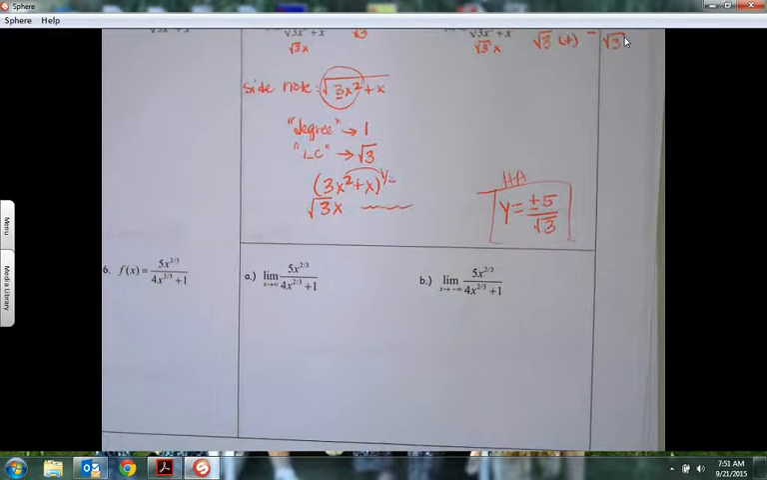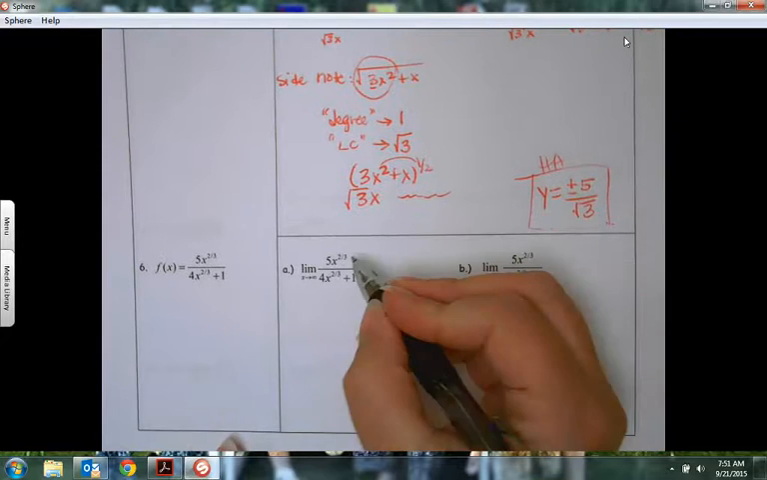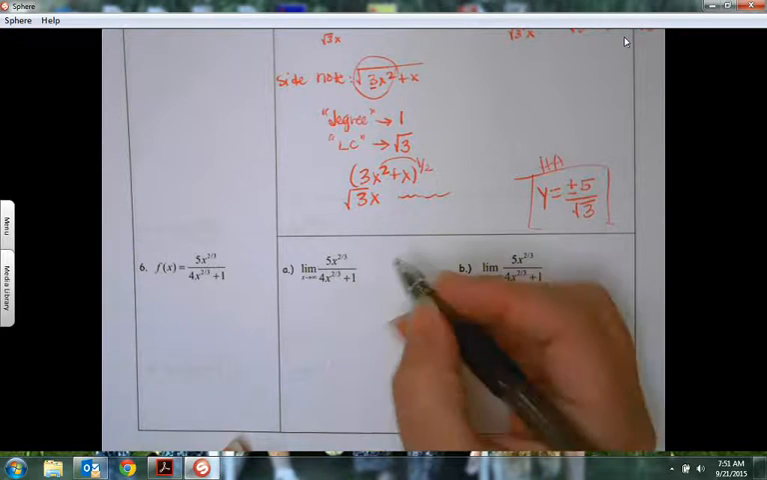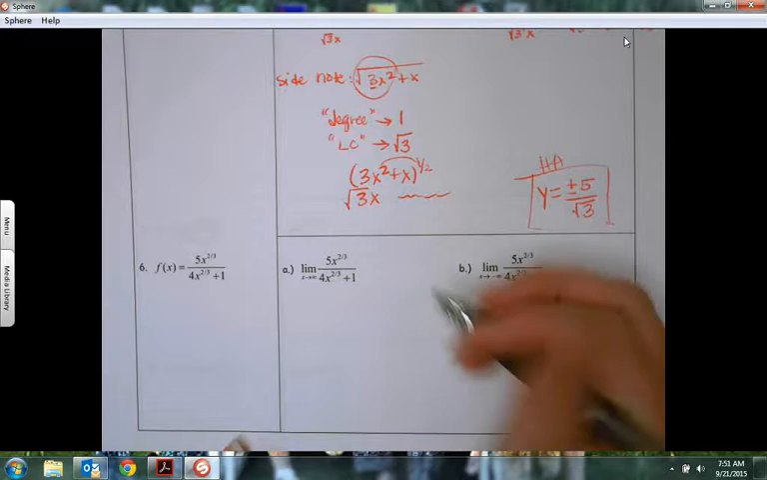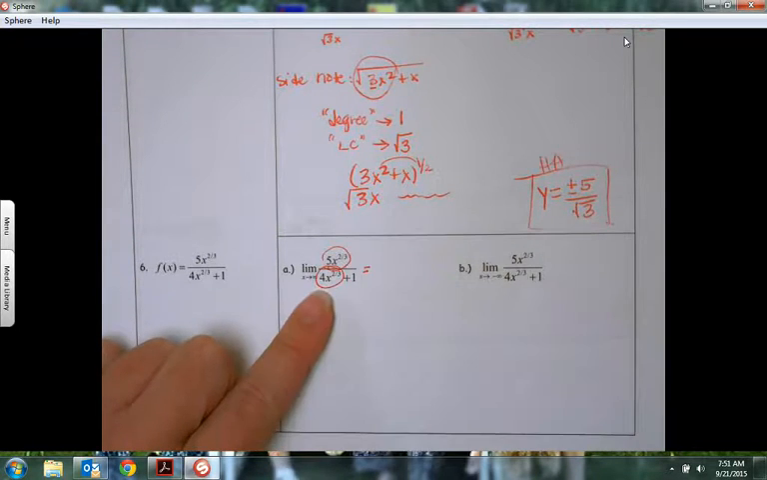Okay? You guys try number 6. So again, I no longer have a polynomial, I have a fractional exponent. So let's see what happens as I go to infinity. Well, these are the same degree.